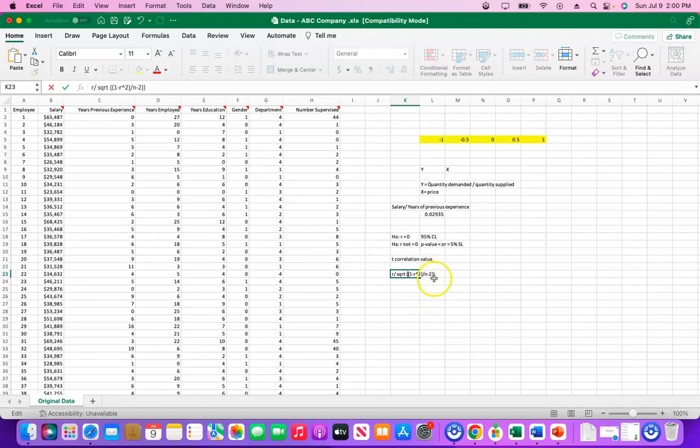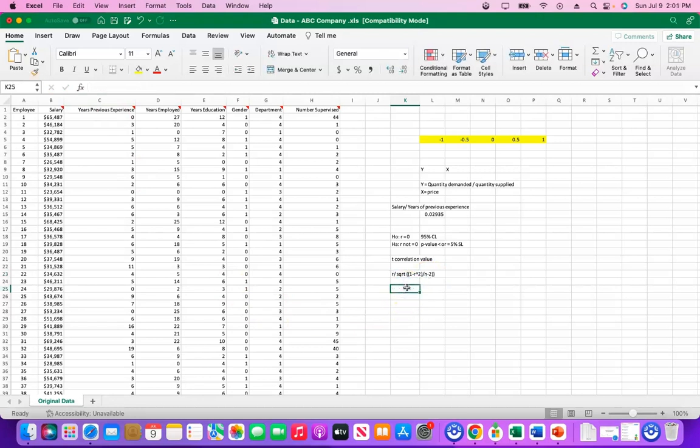So here n minus 2 means degrees of freedom. We have degrees of freedom of the salary and also degrees of freedom of years of previous experience. And if we are dealing with only one variable, we could say n minus 1. That's how we can get our degrees of freedom. So in this case, we have n minus 1 for the salary and n minus 1 for the years of previous experience. And so we put them together to find the degrees of freedom, which is n minus 2.